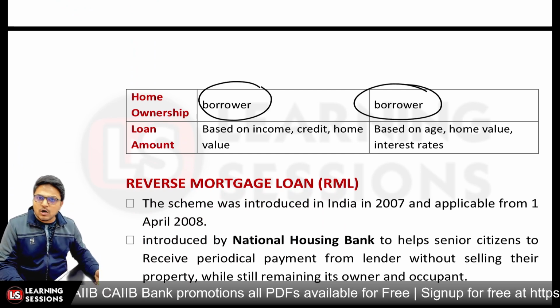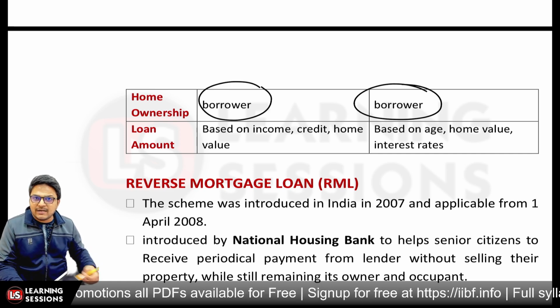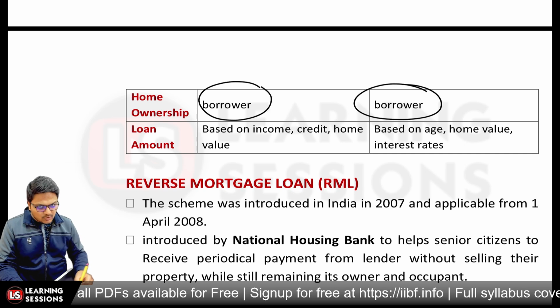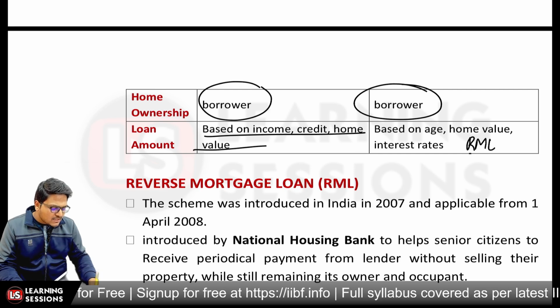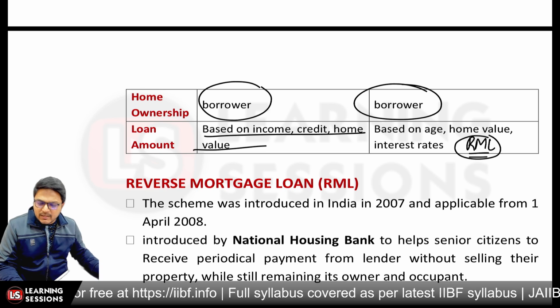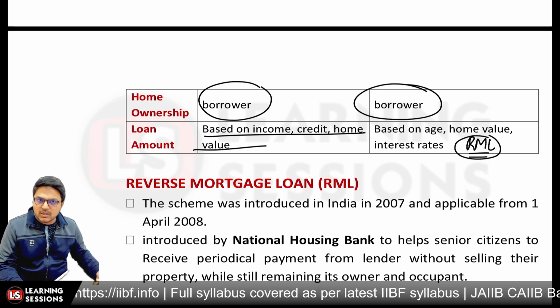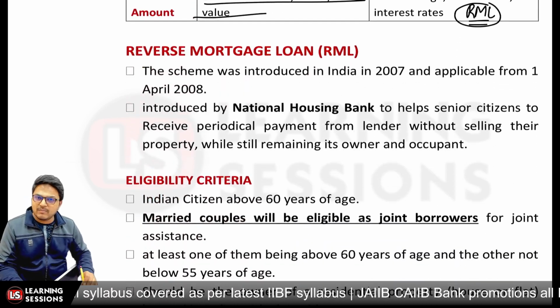And if we talk about the loan amount, it will be based upon the income of the borrower, the take home salary, the credit, and the home value. Whereas in the case of the reverse mortgage loan, RML, it will be based upon the age of the borrower, the home value of the borrower, and the interest rate, right? Based upon that, the loan amount will be set, right?